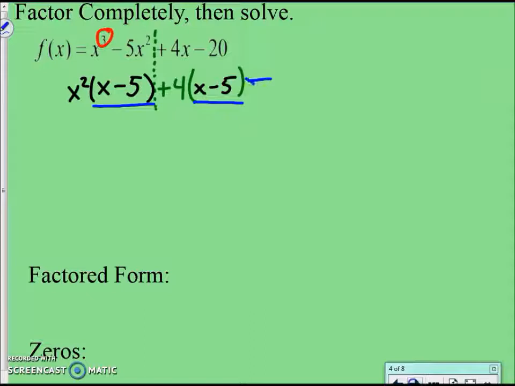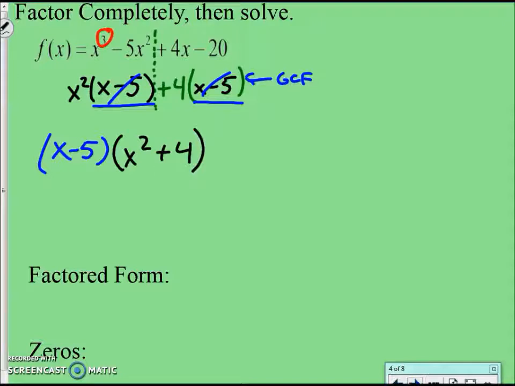So that is now the GCF for this statement. So I'm going to have x minus 5. When I factor out the x minus 5, I'm left with x squared plus 4. And now I check to see if I can factor any further. This is completely factored.